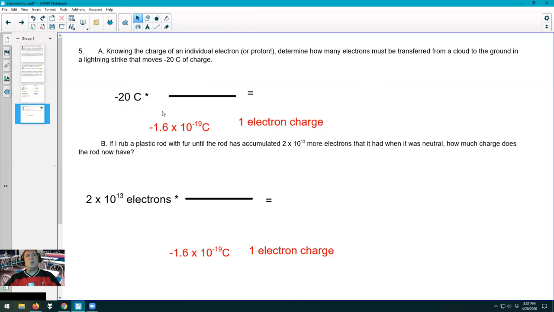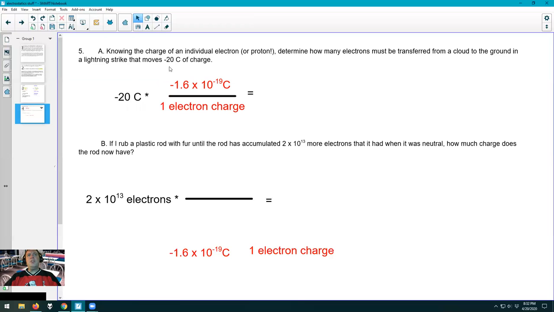But if I think about where I'm starting from and what I'm trying to end up with, I want to divide out the coulombs. So that needs to be in the denominator. And when I put one electron charge in the numerator, then the coulombs will divide out and I'll be left with a number of electron charges. And since each electron has one electron charge, then how many electron charges there are is how many electrons there are.